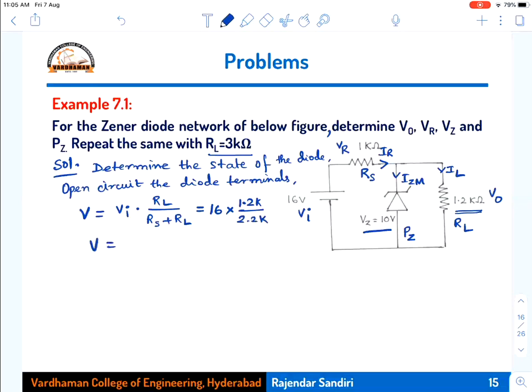V is equal to, but what is given here? Vz is equal to 10 volts. Now you tell me what is V. Can someone type it in the chat box? What is the V value? 16 into 1.2 divided by 2.2.